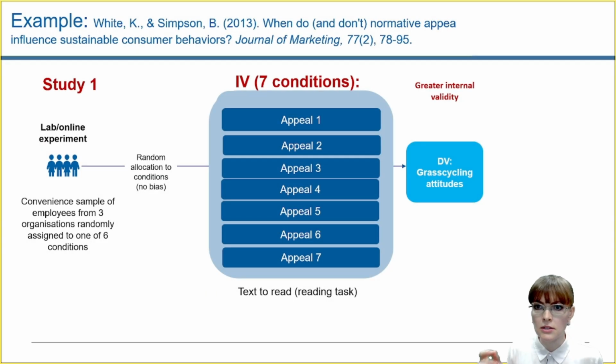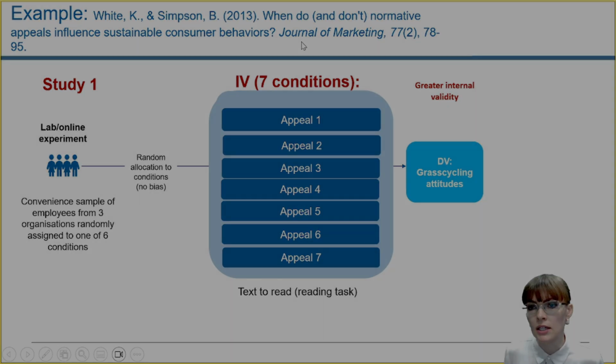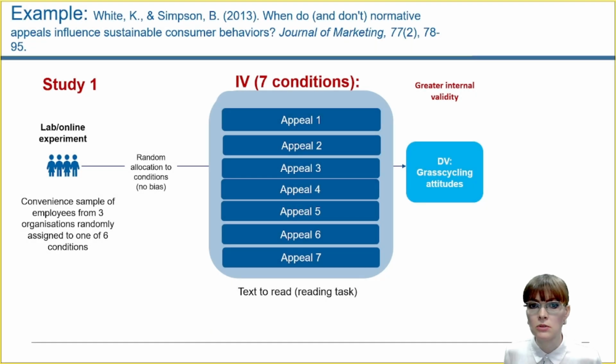Let's have a look at the example where an online lab experiment was actually combined with a field experiment in one paper. It comes from the Journal of Marketing, published in 2013. What they've done, they've randomly allocated participants to 7 different conditions. They use a reading task. In the first study, they use a convenient sample of employees from 3 different organizations. And ultimately, they were looking at the effect of different social norms on grass cycling attitudes in their first study.